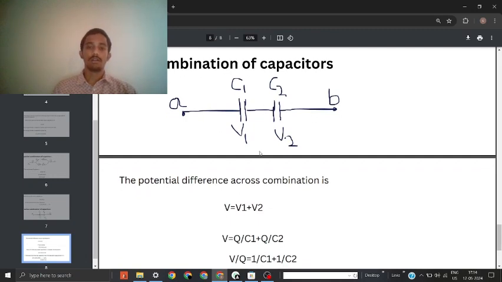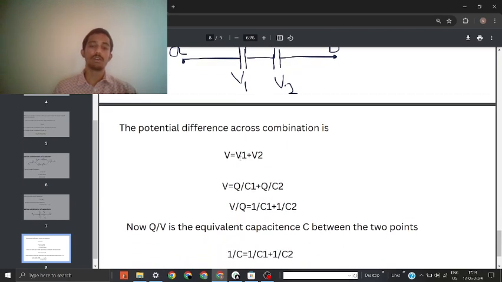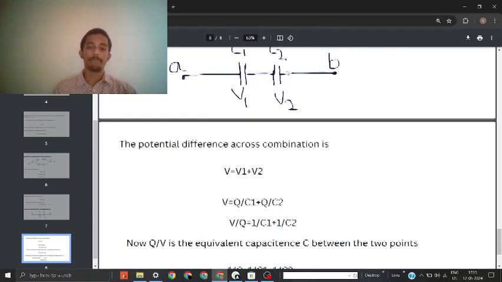So now let's take the applied voltage. For example, let's assume that we have applied a voltage V. A voltage V1 will be applied across capacitor C1, and V2 will be applied across capacitor C2. So V is equal to V1 plus V2. Now V1 is equal to Q by C1. From the above formula, Q is equal to CV, and if we rearrange it, we get V is equal to Q by C. Similarly, V2 is equal to Q by C2. And here Q is the same because the charge passing through both C1 and C2 is the same.